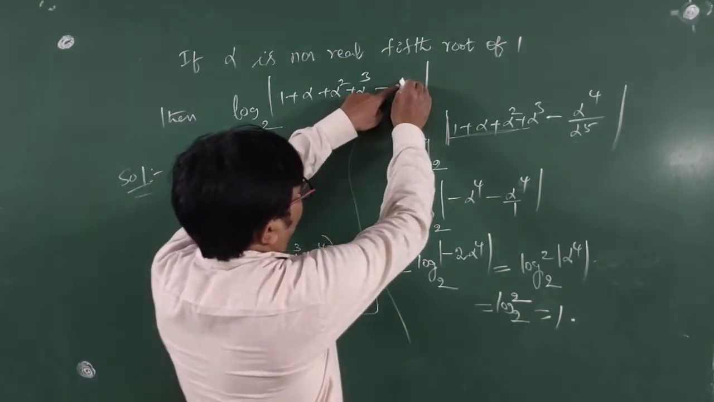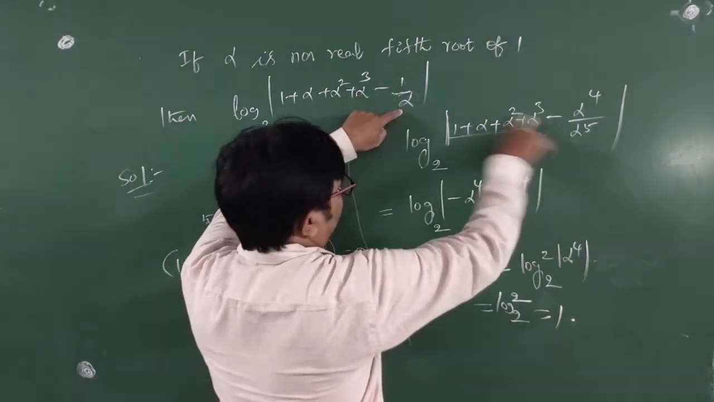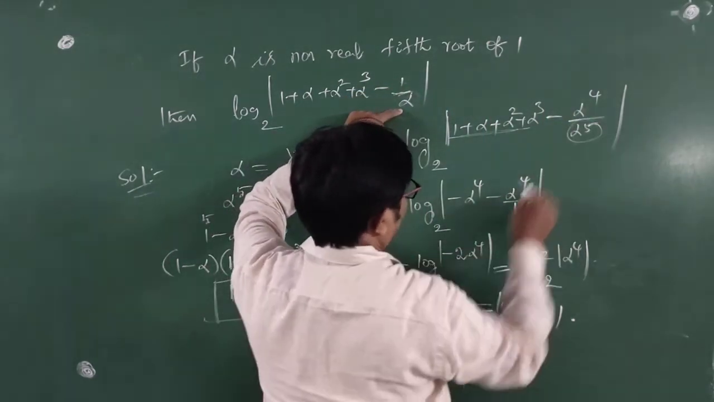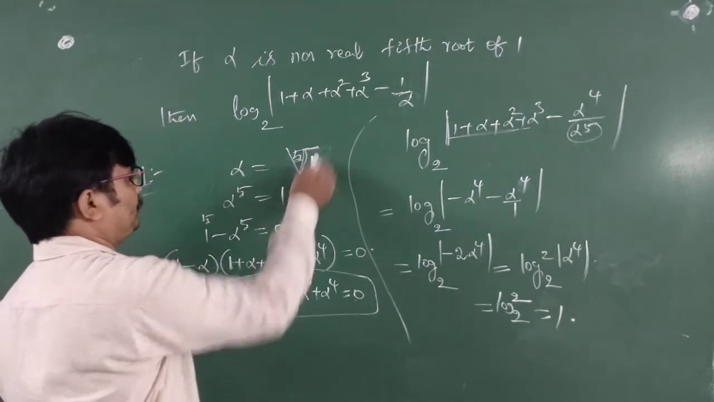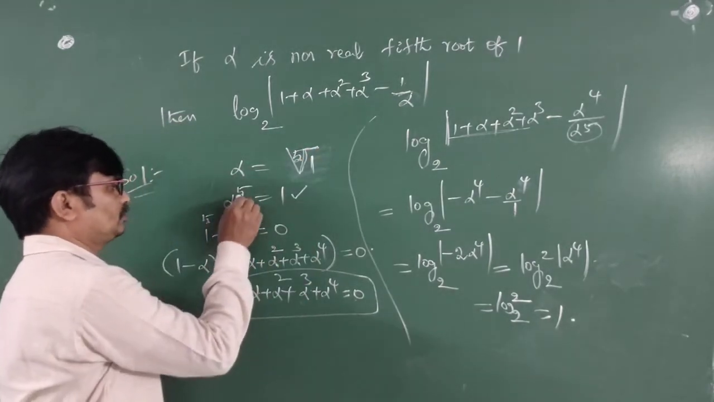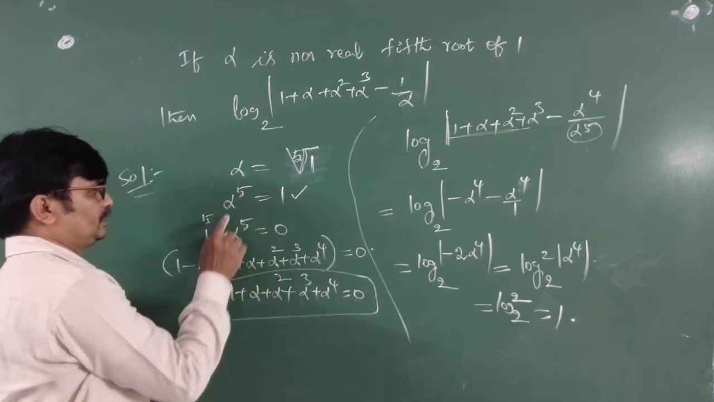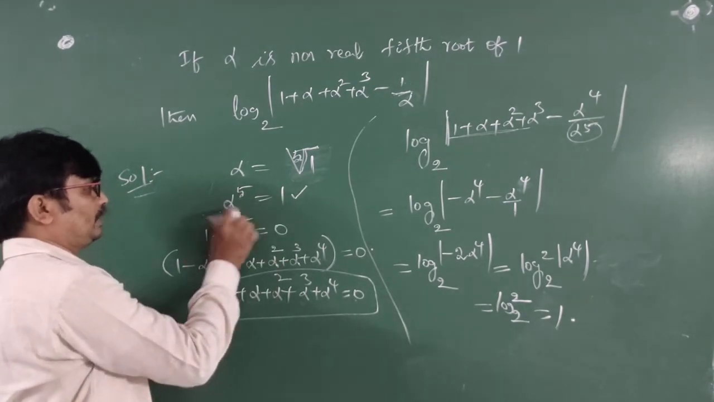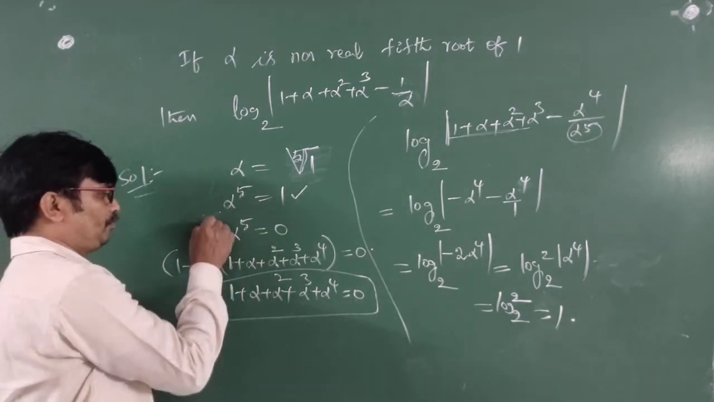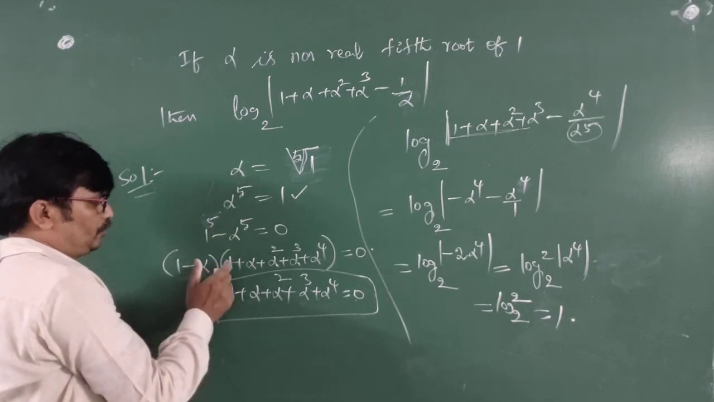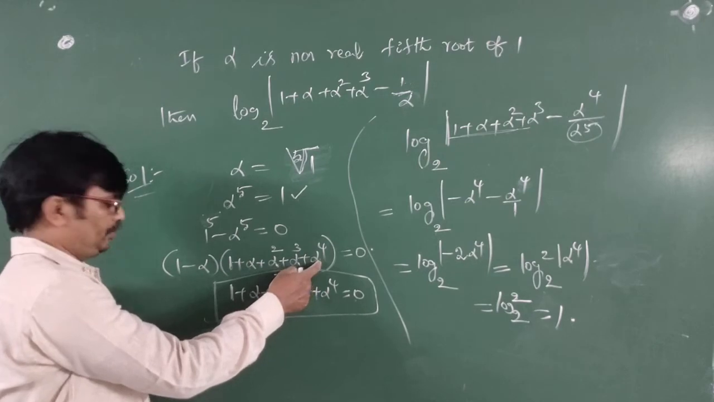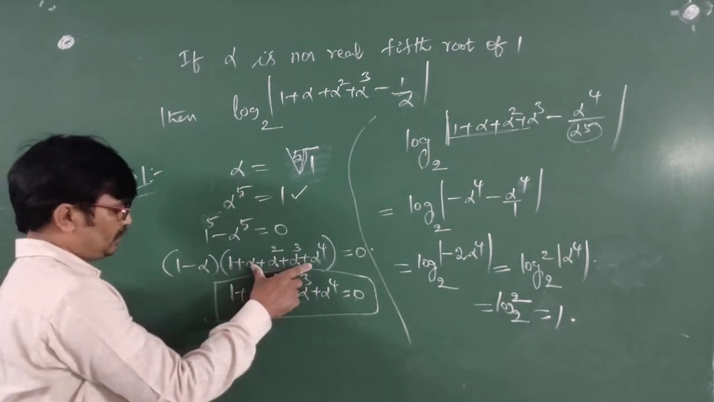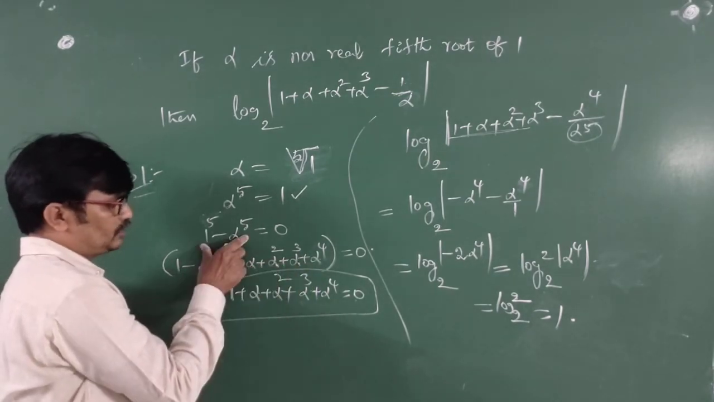First we have to multiply with alpha power 4. This is alpha power 5. This value is 1. We have to know that alpha is the fifth root of unity. Now we are applying power 5 on both sides. So that is 1 minus alpha power 5, which is (1 minus alpha) into (1 plus alpha plus alpha square plus alpha cube plus alpha power 4). When we multiply with 1 minus alpha, we get this one only.